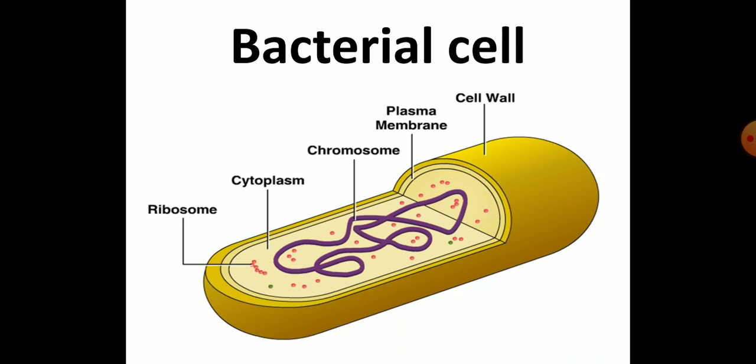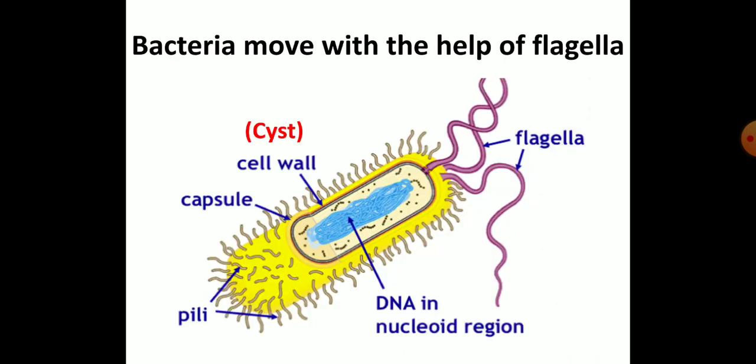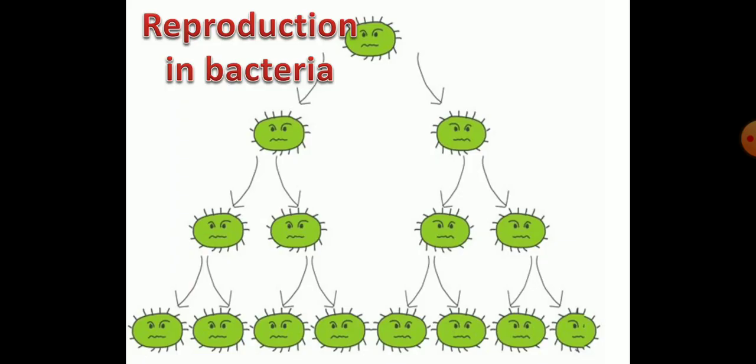There is no well-defined nucleus, but the nuclear material is found scattered in the jelly-like substance known as cytoplasm, present inside the cell. Bacteria move with the help of thread-like structures called flagella, present over the body. A cyst, which is a hard protective coating, is present in the cell wall. It helps the bacteria to withstand adverse conditions. When unfavorable conditions prevail, bacteria remain inactive but start the process of reproduction when favorable conditions return.